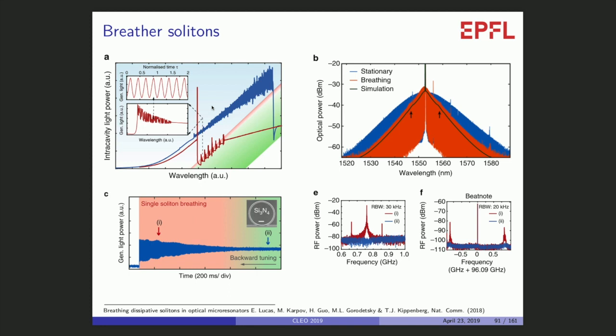Just an example here of this breathing regime. What you see here in blue is that you generate effectively an MI state. You fall into the soliton regime, and when you tune backwards, you see this characteristic spiking. That can be seen on a spectrum analyzer as peaks on the repetition rate. The spectrum also, instead of looking like a sech, starts to look very triangular. So this is characteristic of a breather soliton. And this is the same experiment for silicon nitride. You tune backwards from the stable soliton regime to the MI, and suddenly you start seeing oscillations in the RF. So it's, again, an indication of the breather regime.